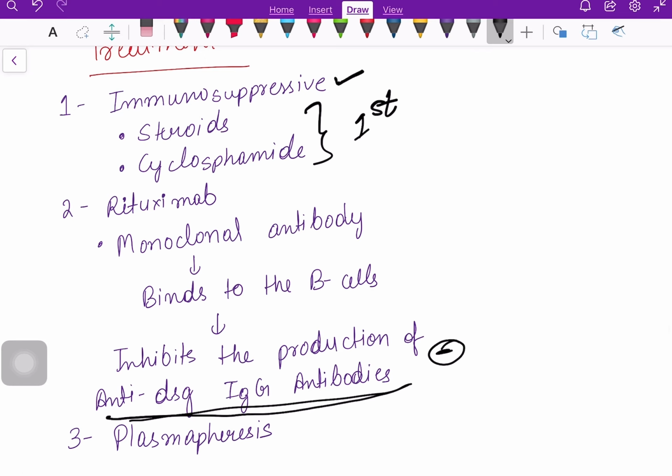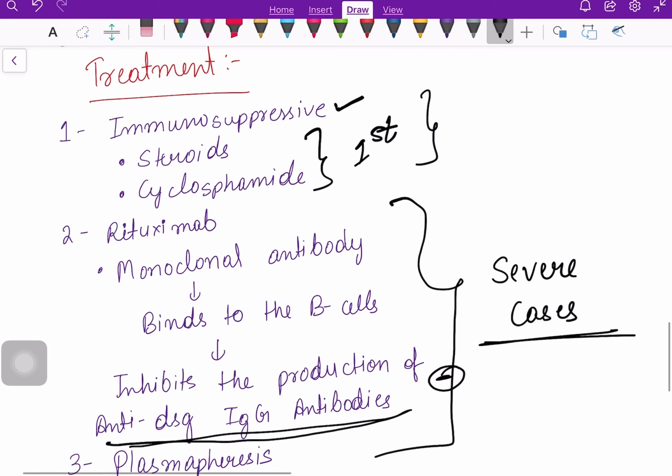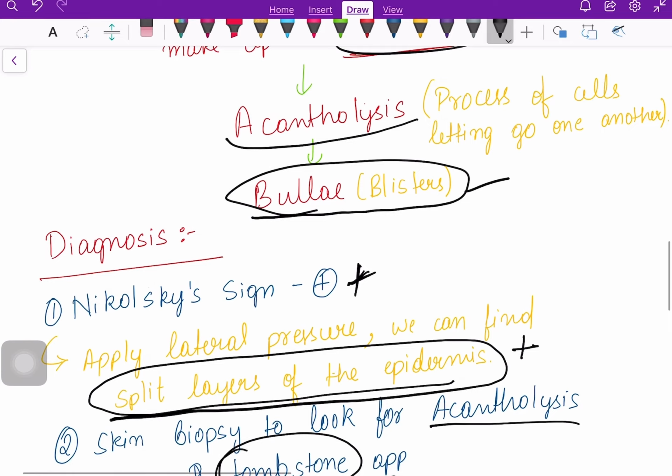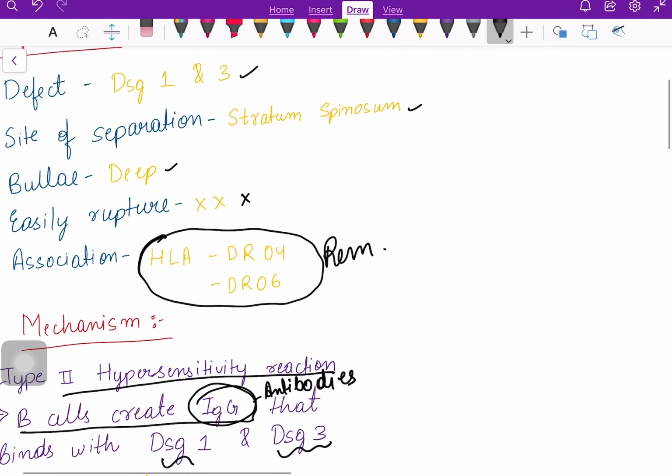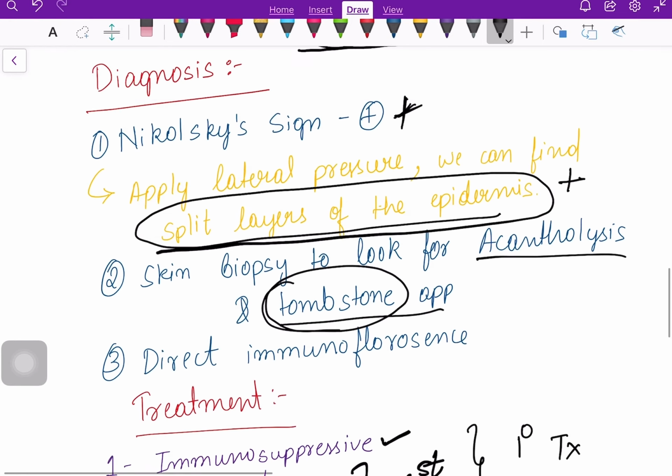Mostly we give only immunosuppressives, and rituximab and plasmapheresis are given only in severe cases. The primary treatment will be immunosuppressive. So this was all about pemphigus vulgaris, the mechanism, properties, the diagnosis and the treatment. Thank you.